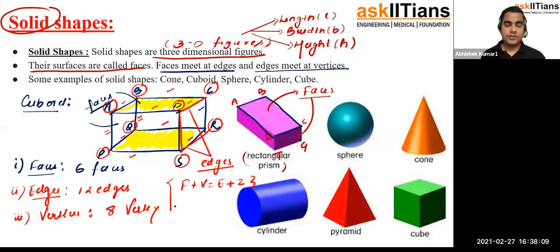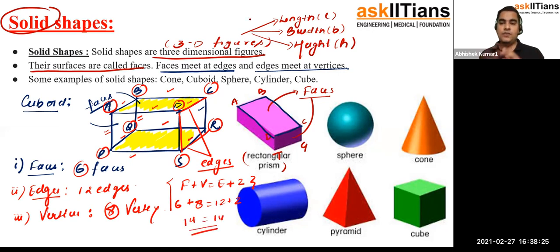Clear? If you substitute here, what will you get? F is 6. F means faces, that is 6. V is vertices, which is 8, and E is 12, and this is 2. So you can see here you have 14. On the right hand side as well, you have 14. So because F plus V is equal to E plus 2, that means the number of faces, edges, and vertices that you got for this figure is absolutely correct.